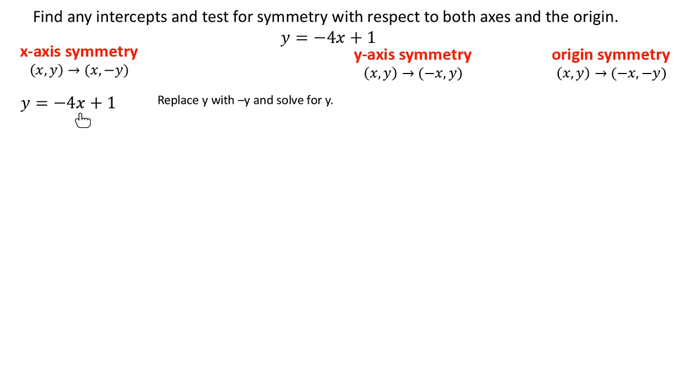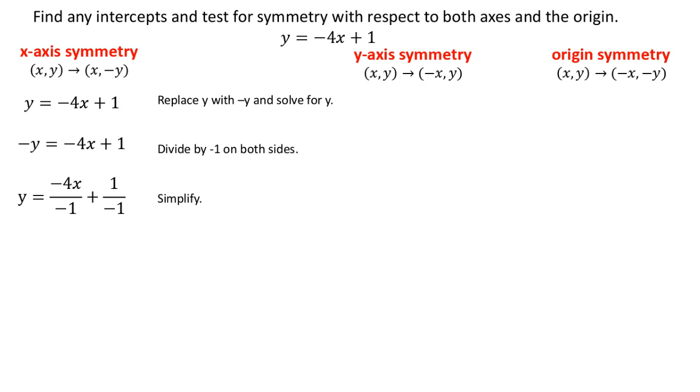Okay, so if we have here y is equal to negative 4x plus 1, and replace y with a negative y and solve for y, we should come up with the same equation. So here we have negative y is equal to negative 4x plus 1, and we solve for y. In order to solve for y, we need to multiply by a negative 1 on both sides, or divide, whichever you like. A negative with a negative is going to give us a positive, and a positive with a negative is going to give us a negative.